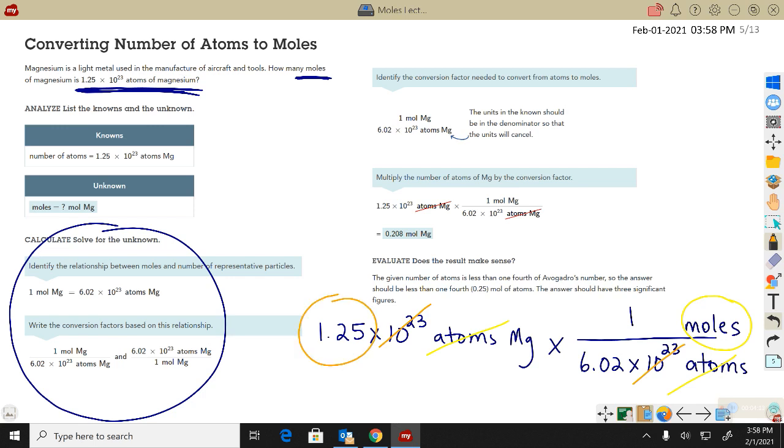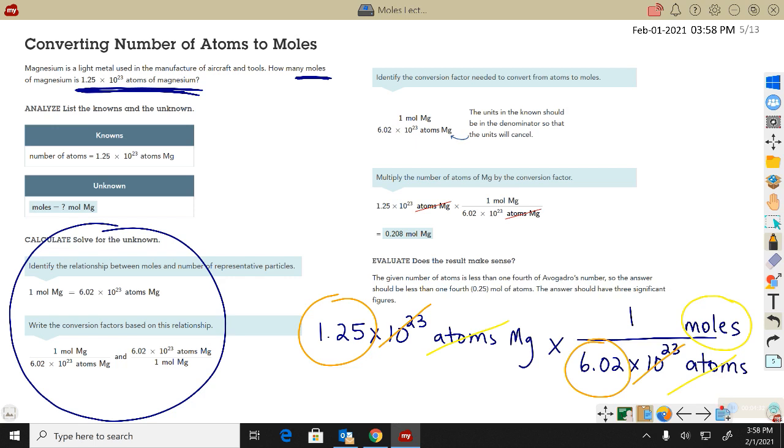1.25 times 1 if you want to, but then I'm going to divide by 6.02. Well, that's not so bad, huh? 1.25 divided by 6.02 gives me about 0.2076, and so on.